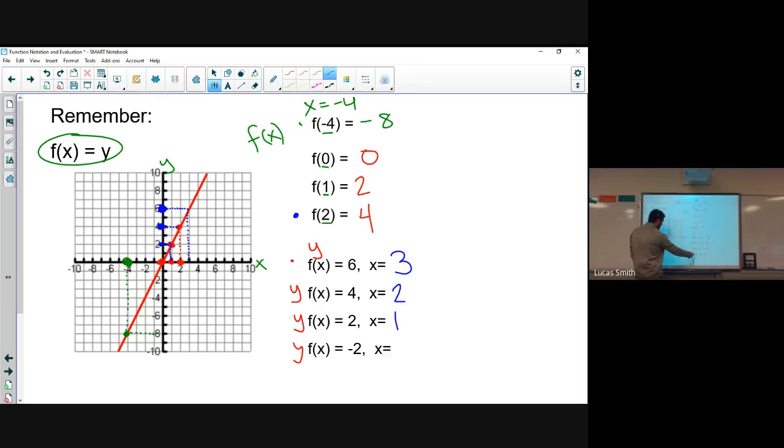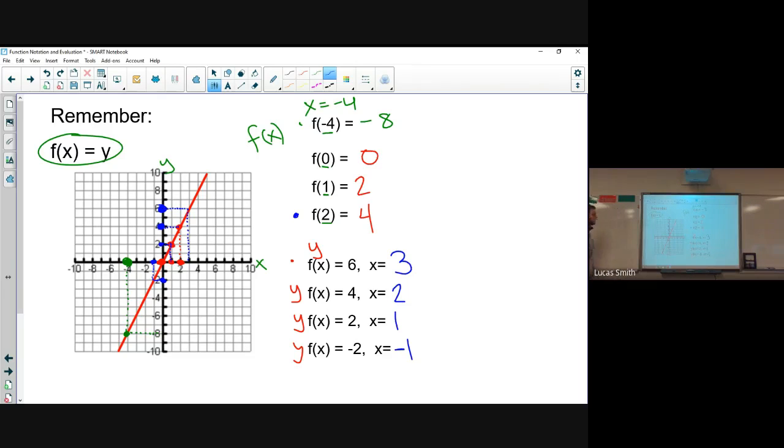What about y equals -2? This one might be a little bit different. I'm going to go down to -2 on the y-axis. That's right there. And I want to see what my x value is. I'm going to go over to my graph, go up to the x-axis. Looks like I'm at -1.